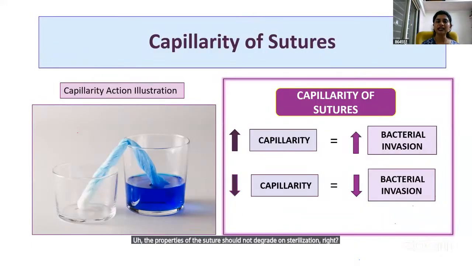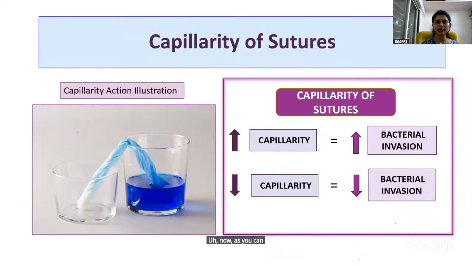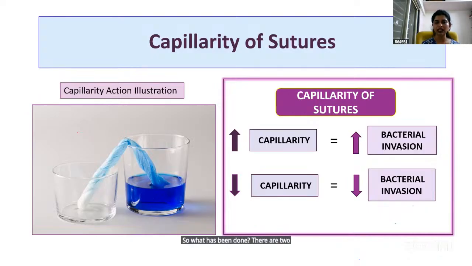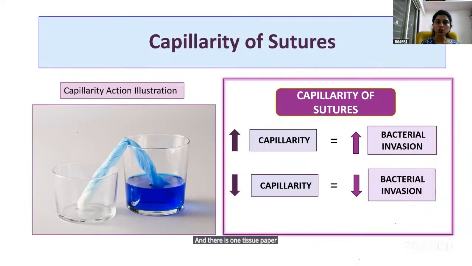Now, coming to the point that I did not explain in the previous slide, the capillarity of the sutures. As you can see, a schematic representation is given on the left side of your slide. There are two glasses, one empty and one filled with a blue-tinged fluid, and a tissue paper which is twisted and folded. Can you see that the water is drawn along the length of this tissue paper? This property a suture material also has.